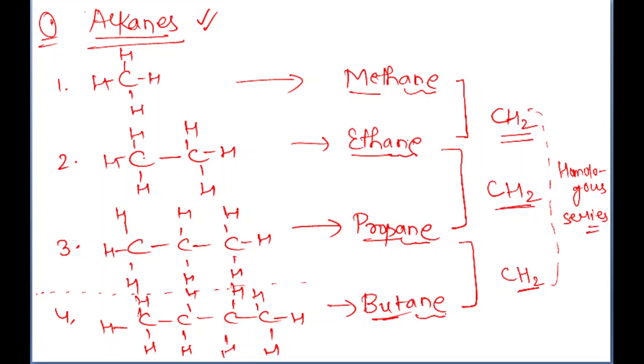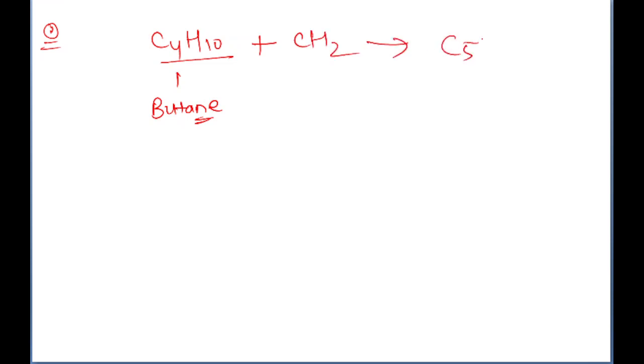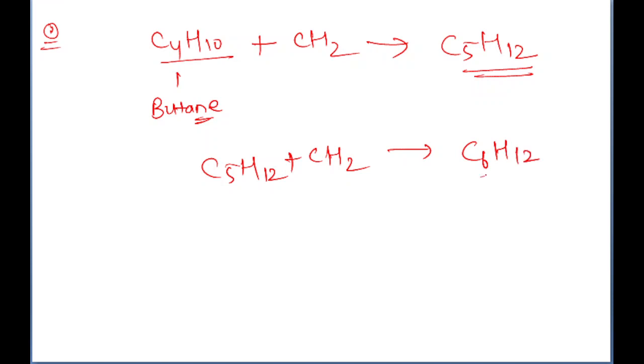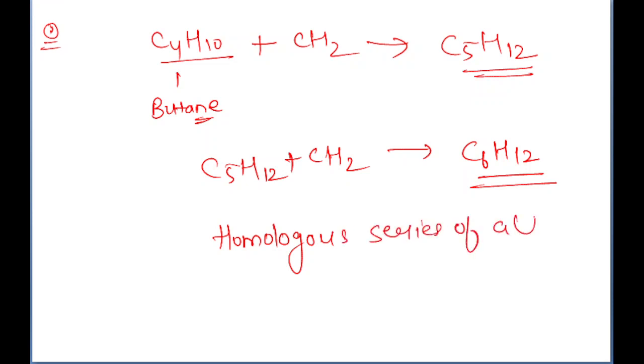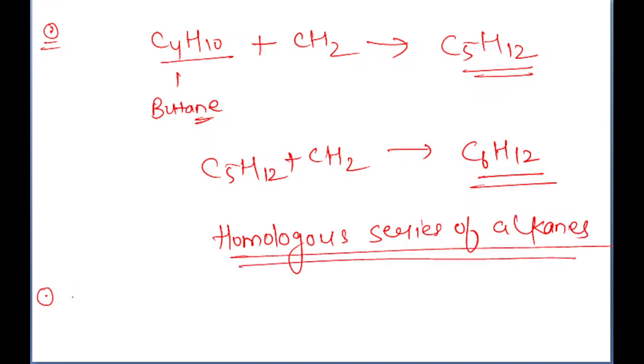Suppose now I want to get the 5th member. You know butane is C4H10. If you want to know the 5th member, just add CH2 and you will get C5H12. Again, if you want to know the 6th member, just add CH2, and this is C6H14. So this is known as the homologous series of alkanes. Similarly, the same thing will happen in alkenes also, and in alkynes also. Now we will discuss the properties and the preparation of the first member, methane, in the next class. Thank you so much.